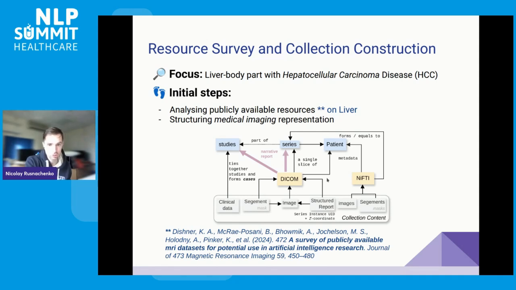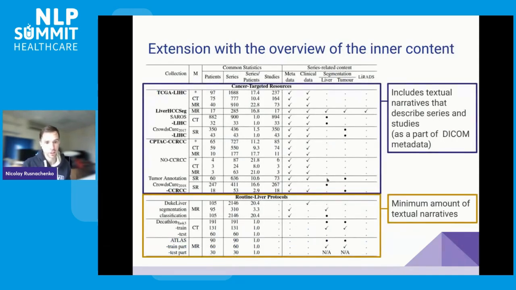So with this structure, we went further and took the resources at the liver level that are relevant for our studies and analyzed their contents. By doing so, we found two major key takeaways. So first of all, there are two different types of resources with which you can deal with and apply in AI. These are cancer target-oriented resources on the top part, and routine liver-level resources and protocols, which is in the bottom part of the table.